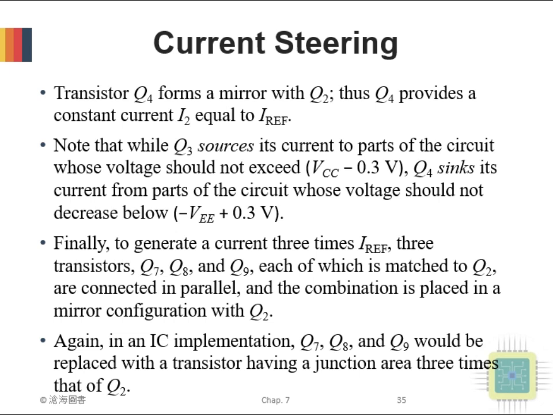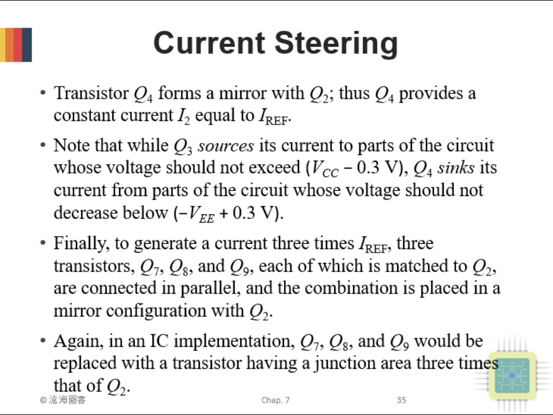Note that while Q3 sources its current to parts of the circuit whose voltage should not exceed VCC minus 0.3 V, Q4 sinks its current from parts of the circuit whose voltage should not decrease below minus V plus 0.3 V. Finally, to generate a current 3 times IREF, 3 transistors, Q7, Q8, and Q9, each of which is matched to Q2, are connected in parallel, and the combination is placed in a mirror configuration with Q2.